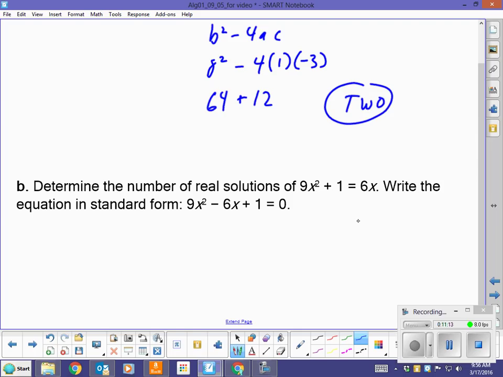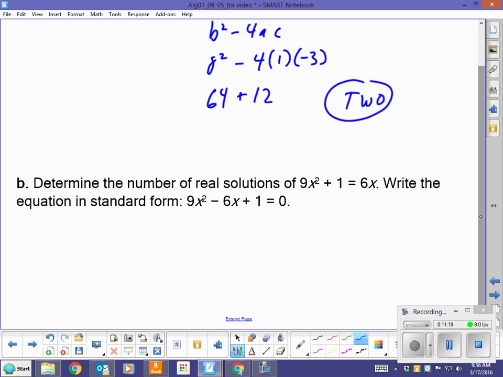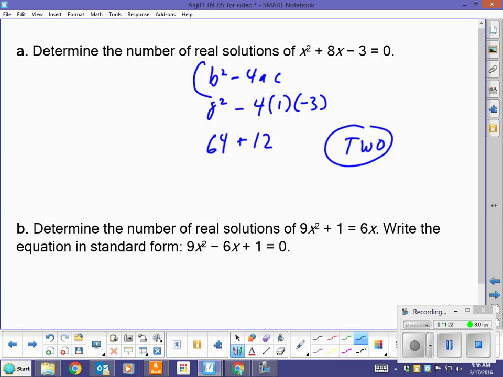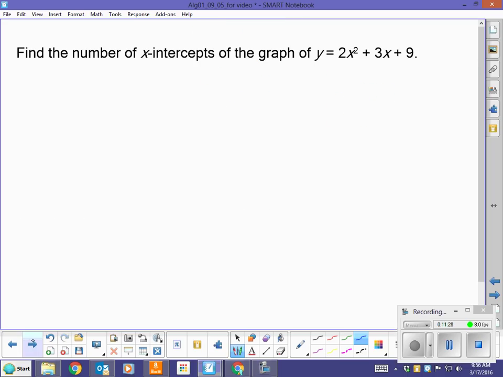And I don't want to waste any more time just doing these examples. Those are pretty straightforward. Just make sure you know that b squared minus 4ac is the discriminant. Find the number of x-intercepts. Again, they're asking you the exact same question. The number of x-intercepts is the same thing as the number of solutions. Sometimes they refer to these as zeros, or they call these roots. All the same thing. So you would do the same thing, use that discriminant, b squared minus 4ac.